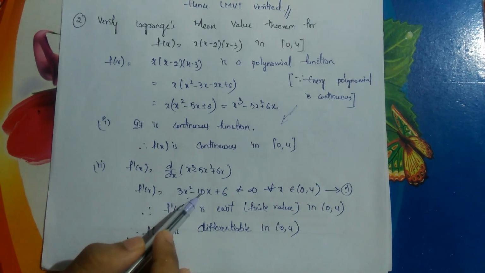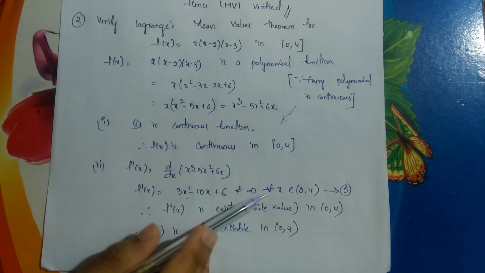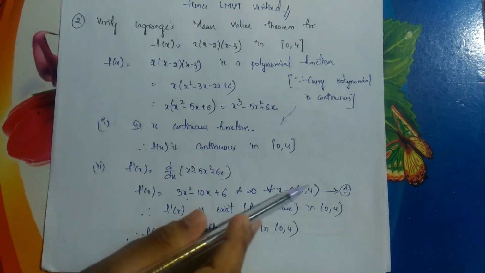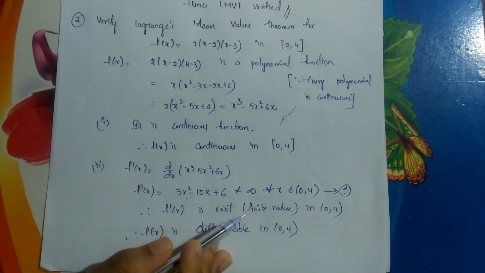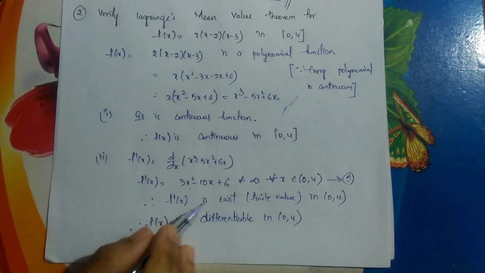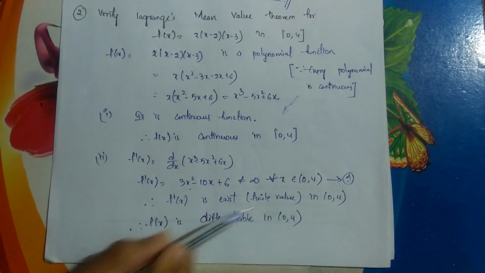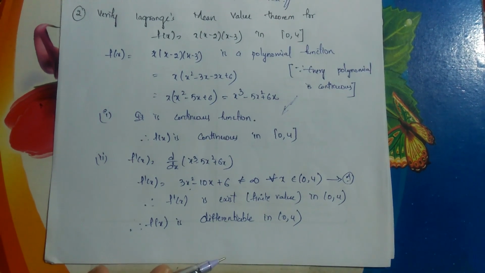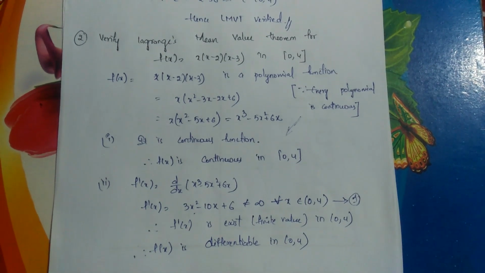So 3x square minus 10x plus 6 is f dash of x, and this is not equals to infinity for all x belongs to the open interval 0 to 4. In between the values, whatever values we consider, this value will not be infinite. So we'll always get a finite value, and therefore f dash of x exists, and since we get a finite value in the open interval 0 to 4, therefore f of x is differentiable in the open interval 0 to 4. So the two conditions of Lagrange's mean value theorem are satisfied.